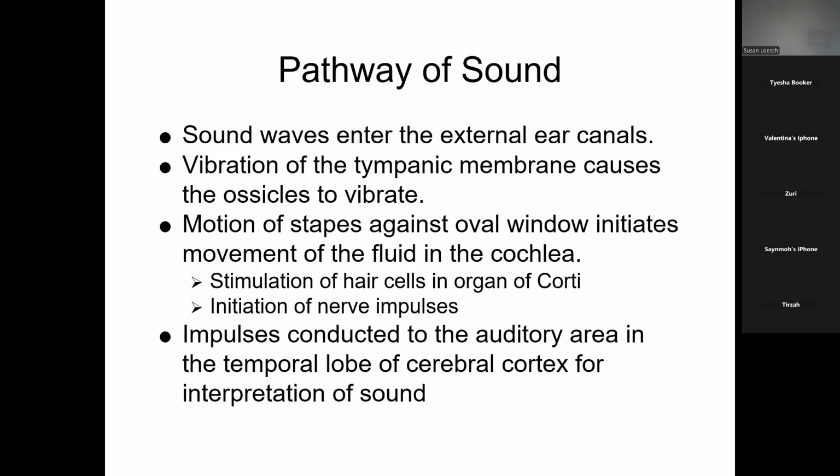And then the organ of Corti converts that stimuli into a nerve impulse. And then that electrical nerve impulse is conducted to the auditory area in the temporal lobe of the brain where the sound is received and interpreted.